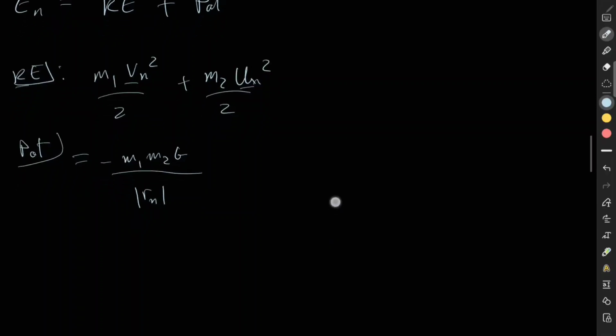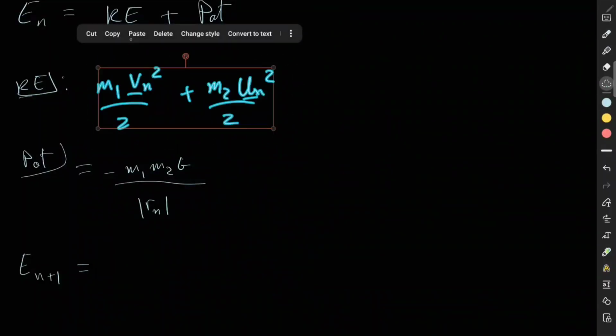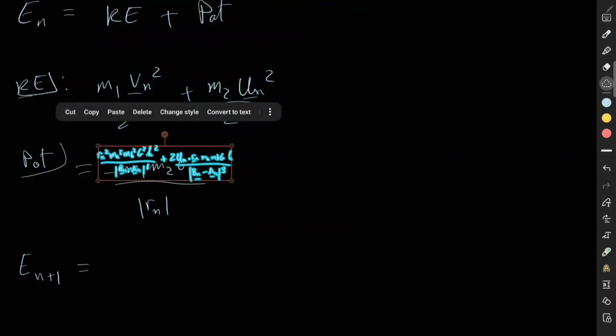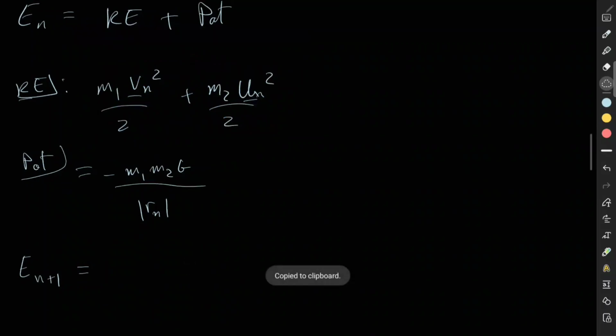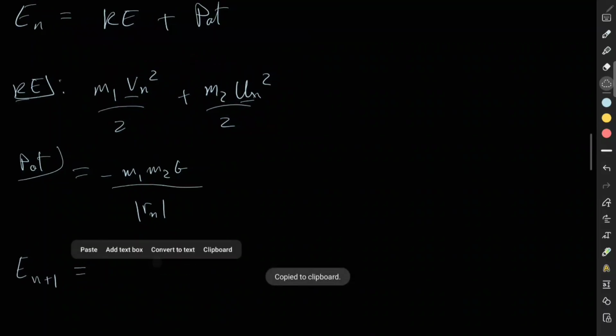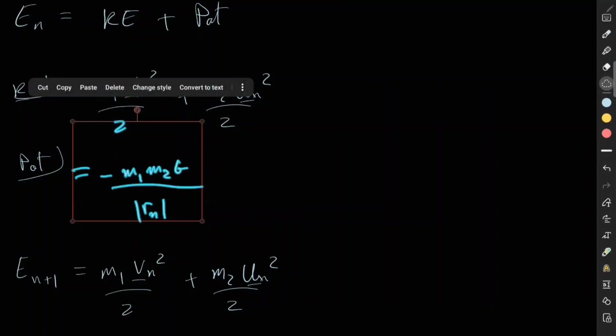Now, in a similar way, if we look at the energy at the next time step, so n plus 1, it is effectively going to be all of this, but just at the next time step. So let me just copy paste that, and quickly change it.